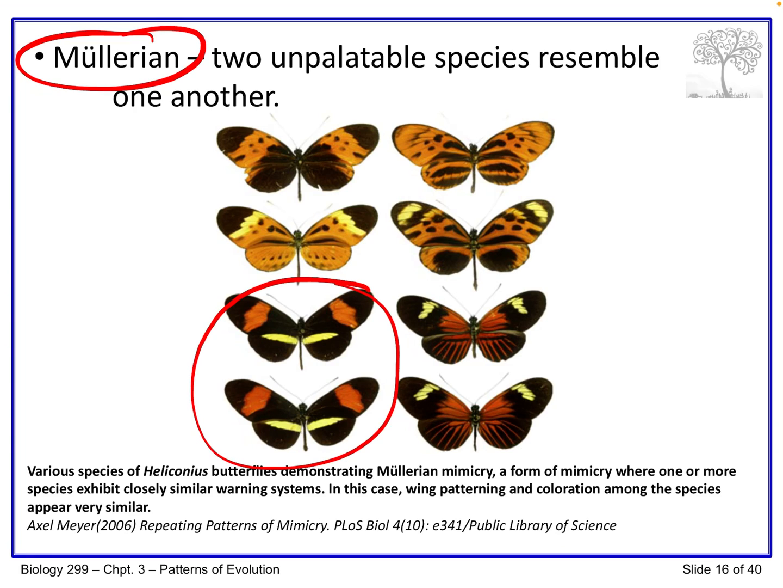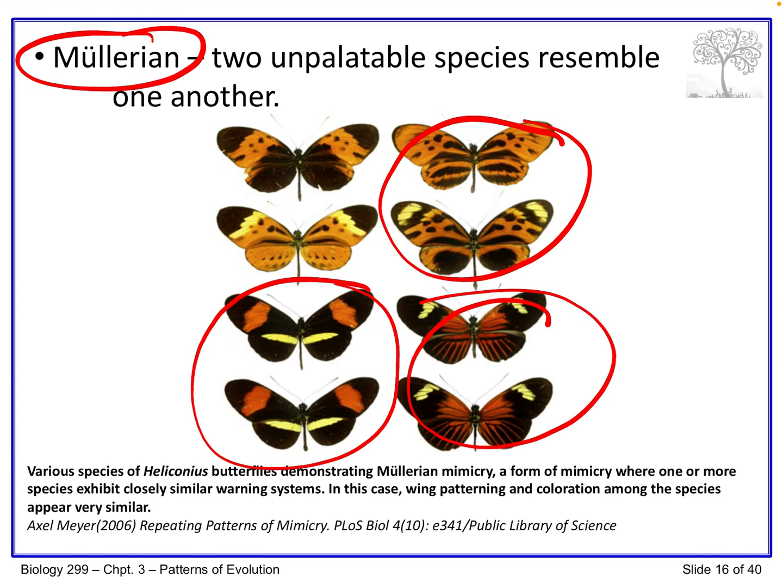So here you have, for example, these guys look very similar to each other. These guys look pretty similar. These guys look pretty similar, not only to each other, but also to these guys here. So it sets up confusion. It sets up doubt in the predator's mind because all these species are toxic. And so it's best just to avoid anything at all that looks like them. The predators learn much more quickly as a result of this, and that means that the prey species, these butterflies, gain protection much more quickly. That's Mullerian. Two unpalatable species resemble one another.